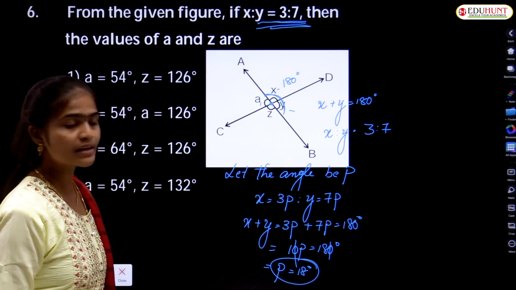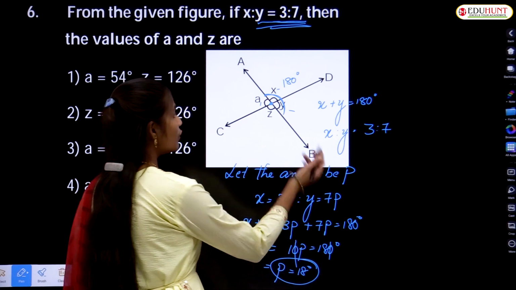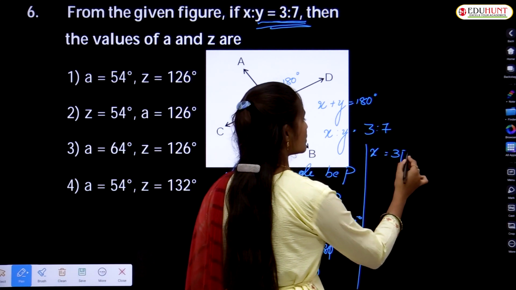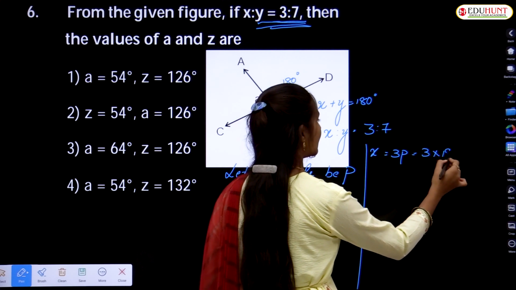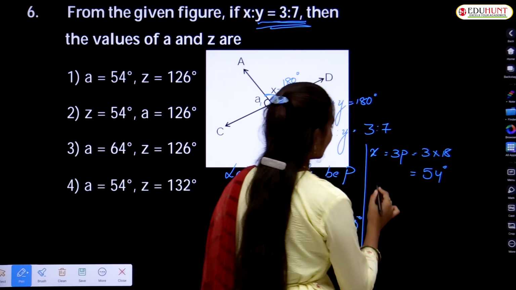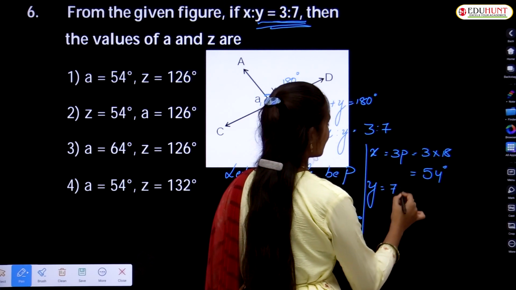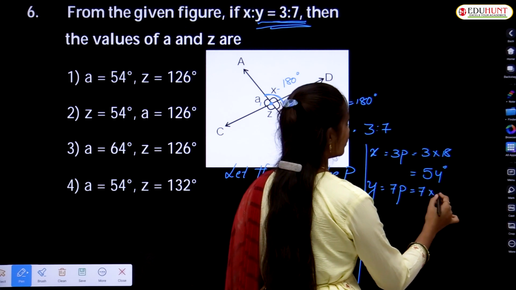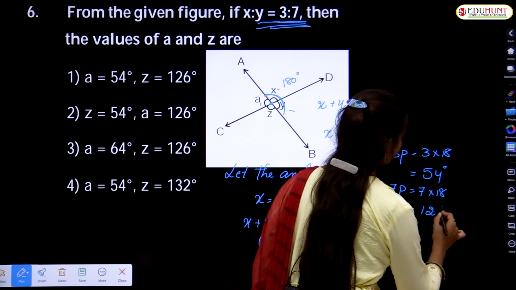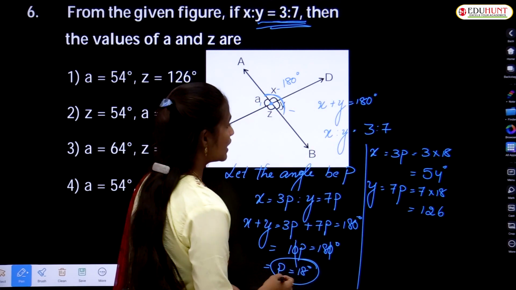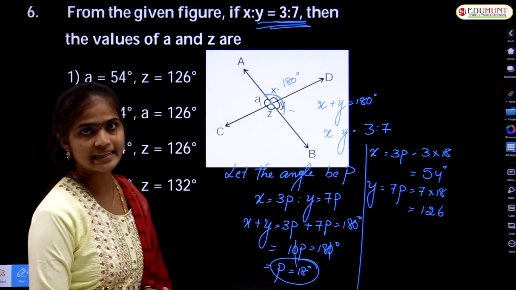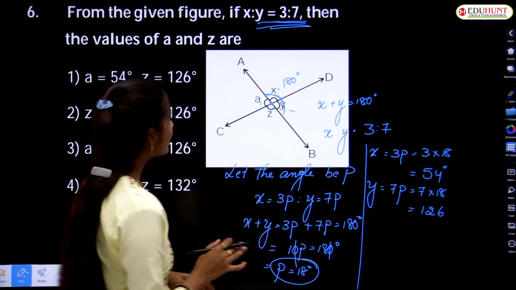So P is equal to 18 degrees. Now what are those two angles? X is equal to 3P, which is equal to 3 into 18, which is 54 degrees. Next y is equal to 7P. So 7 into 18. So 18 7s are how much? 126. Okay. So what is the total angle? 126 plus 54 is equal to 180 degrees. Is it clear?